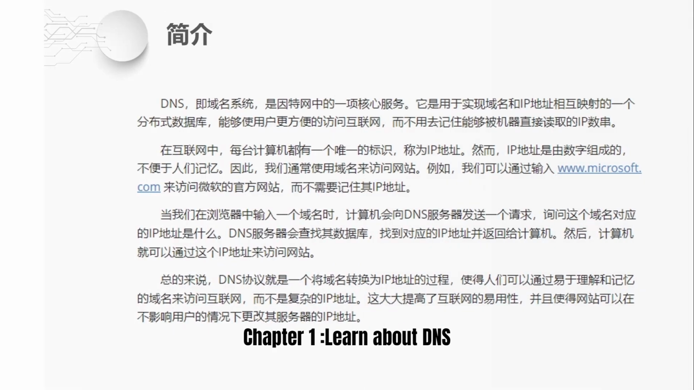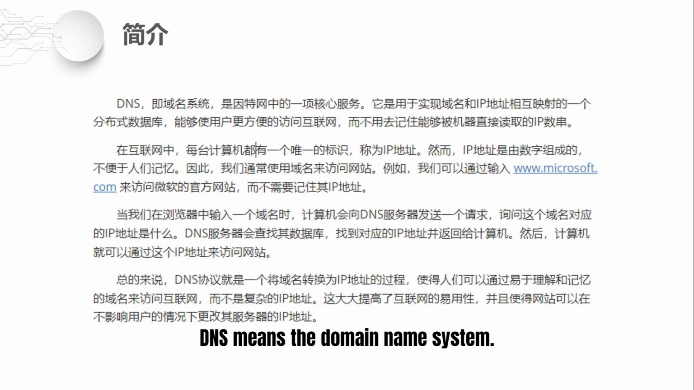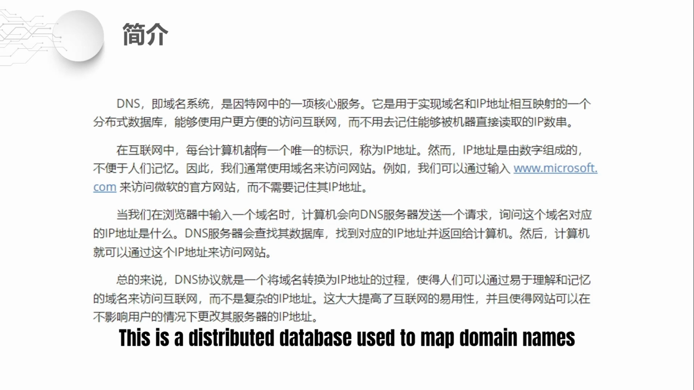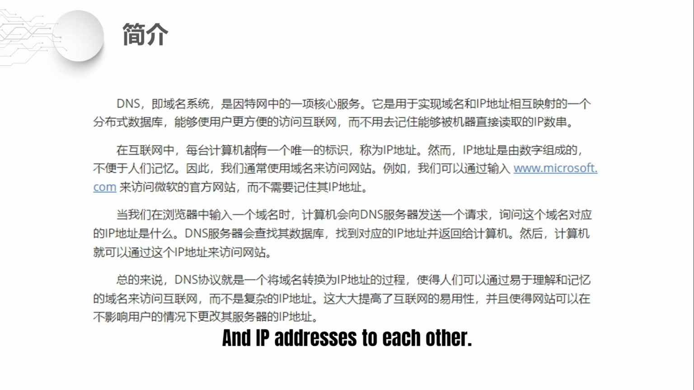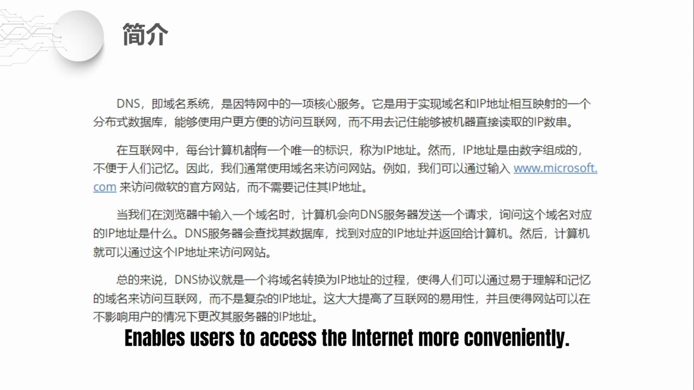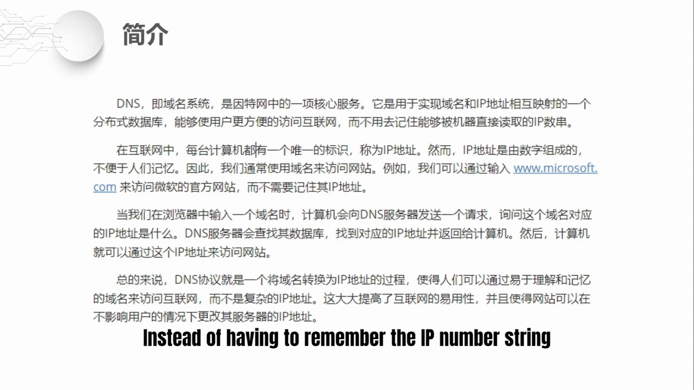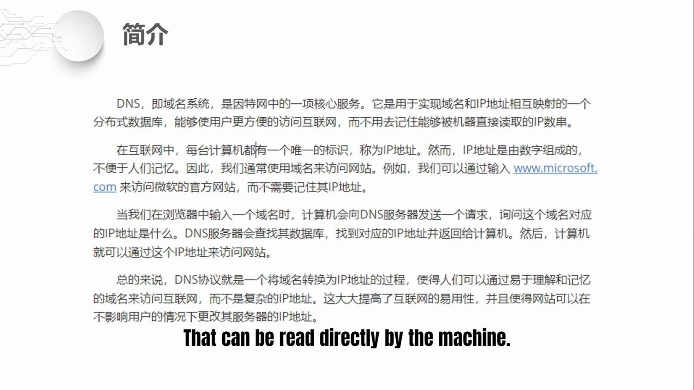Chapter 1. Learn about DNS. DNS means the domain name system. It is a core service in the Internet. This is a distributed database used to map domain names and IP addresses to each other. Enables users to access the Internet more conveniently, instead of having to remember the IP number string that can be read directly by the machine.